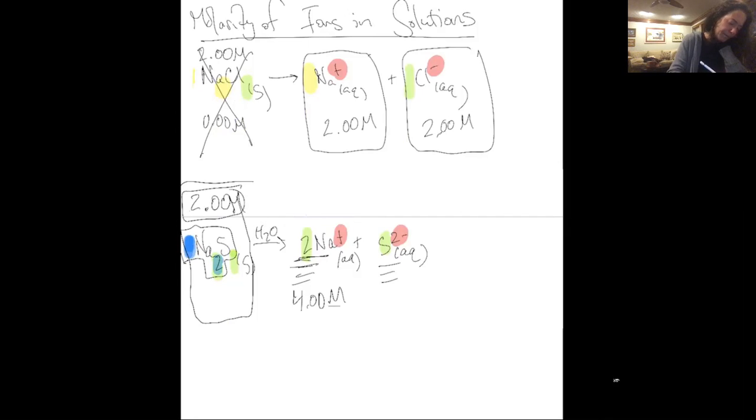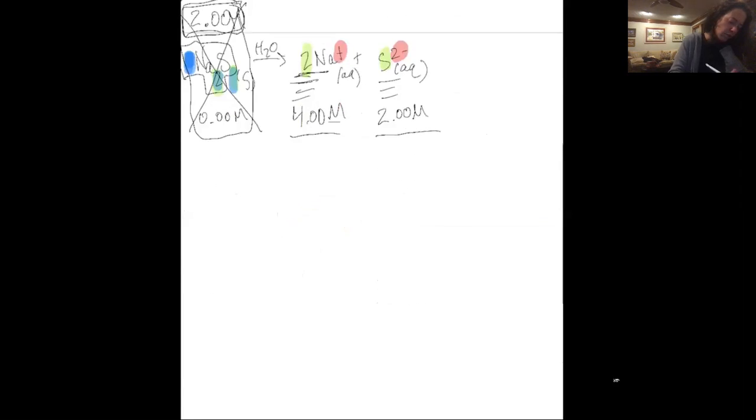For every 1 of the compound, there is only 1 sulfide. So for every 2.00 molar of the compound, the sulfide is also 2.00 molar. And we would be left with none of the compound, because at this point we're assuming that it is all dissolved. So the concentration of the sodium would be twice that of the sulfide.